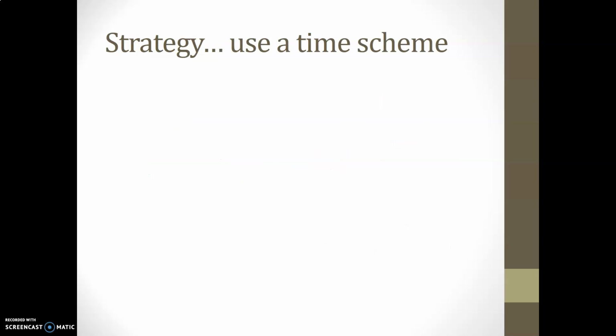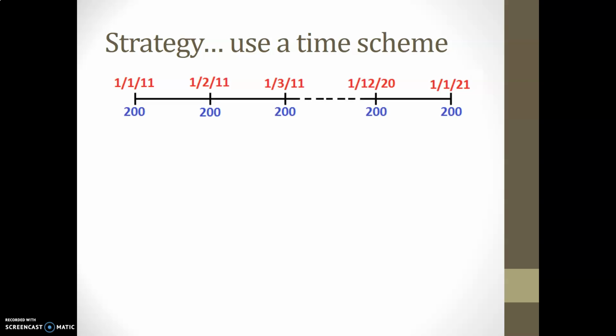So a good strategy to calculate the future value or the compounded value of these deposits that Ariana was making is to use a time scheme. On the time scheme, write enough of the dates and of the amounts to have a global view of the situation. So see here how the $200 deposits are depicted in blue at the dates January 1st, 2011 and until and including January 1st, 2021.